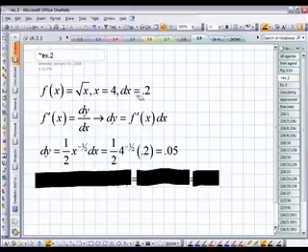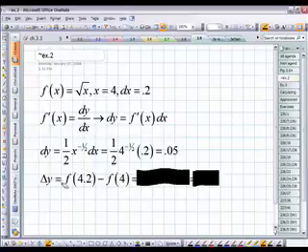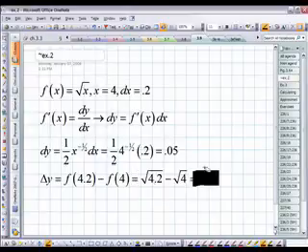So as you moved over 0.2, you moved up approximately 0.05 on the curve. This is approximate because this is a linear approximation using the tangent line. Now your delta y is the exact change in vertical distance along the curve. So you do f of 4.2, because you ended at 4.2, minus f of 4, because you started at 4. So you do the ending height minus the initial height. So you plug in 4.2 and 4, you get 0.049, which is a little less.